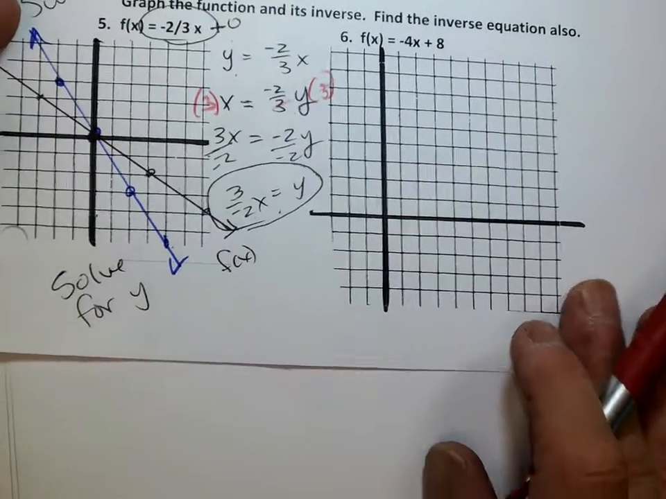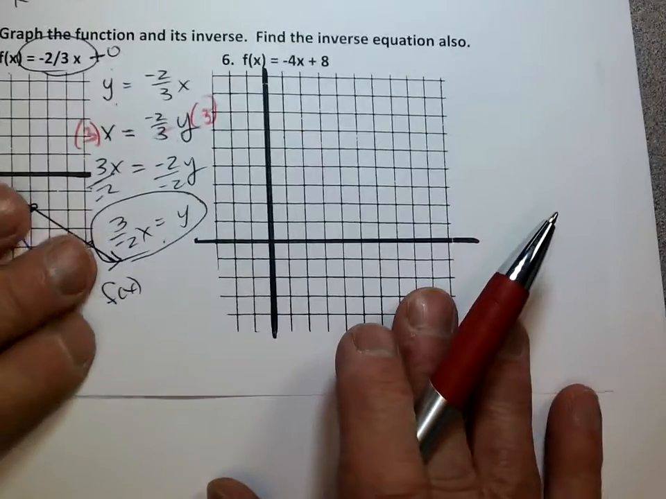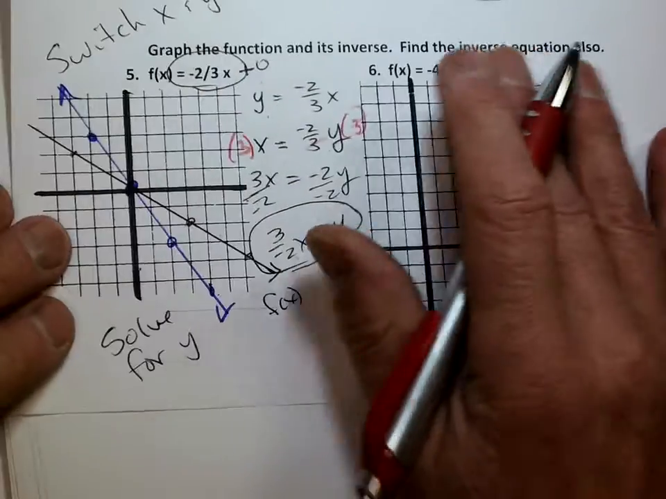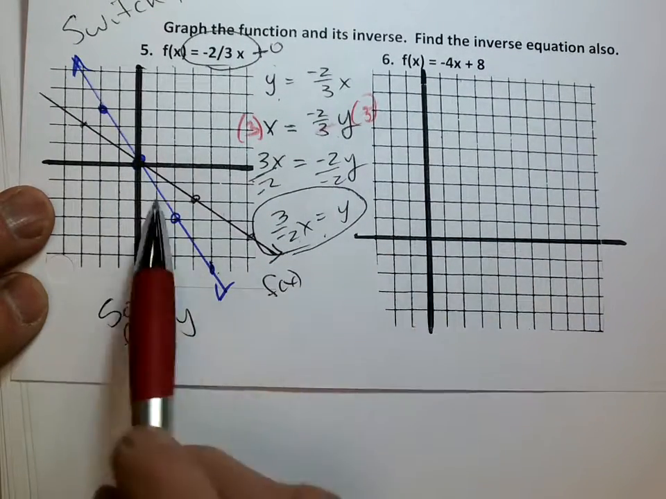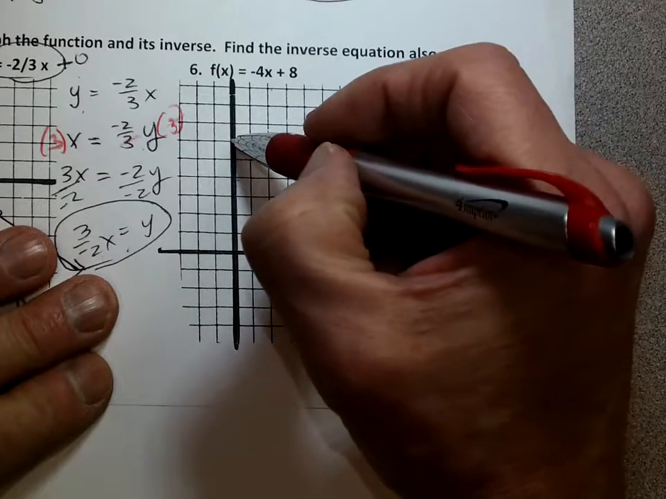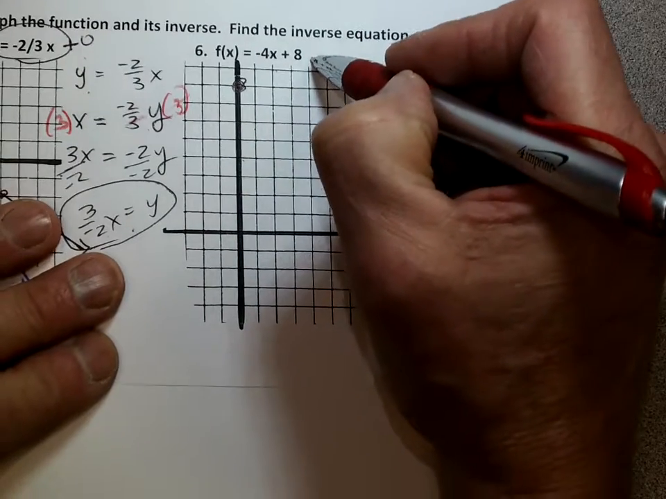All right, number 6. Thumbs up so far? Okay, number 6. Well, we can graph this. Start up at 8. So you figure each of these is worth 2 points, right? One is the basic graph, which hopefully you can graph, and then the inverse. Okay, let's do number 6. 1, 2, 3, 4, 5, 6, 7, 8, right? Start up at 8. That's my y-intercept.